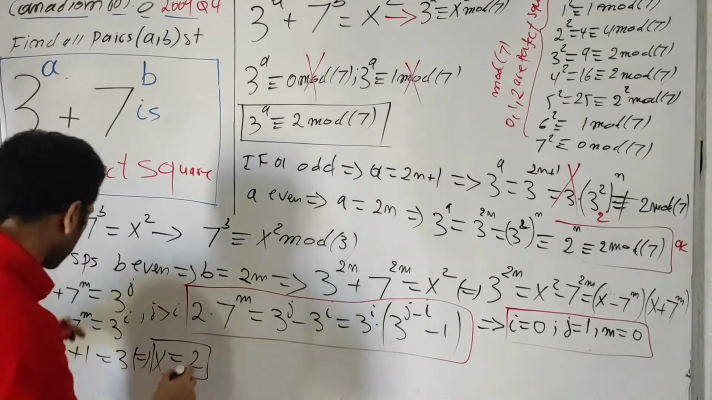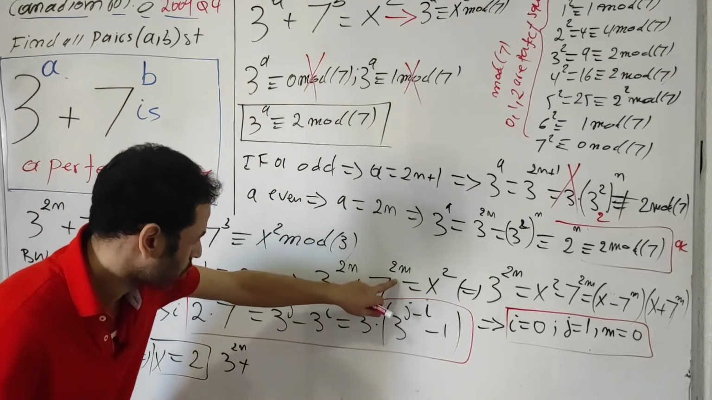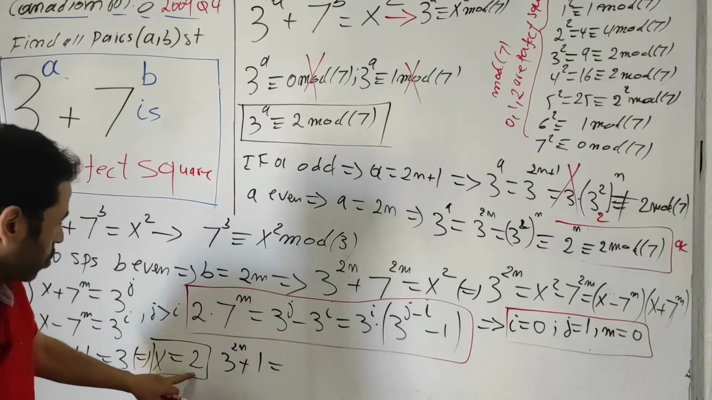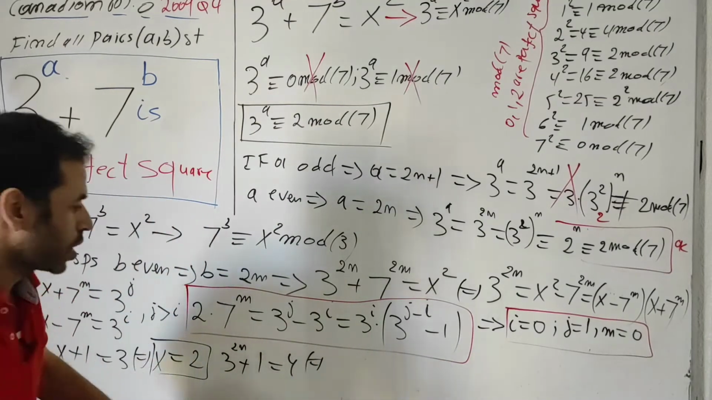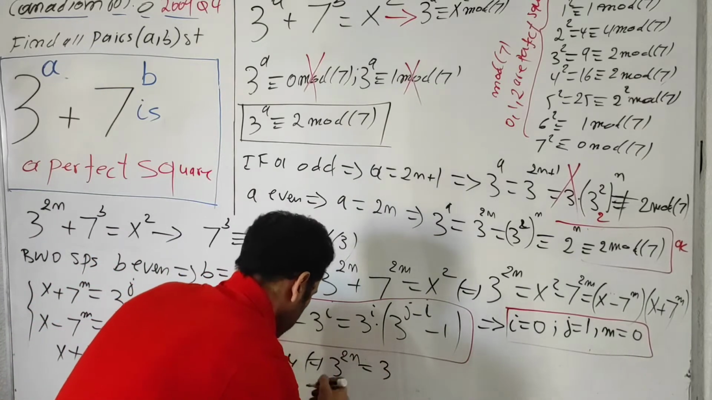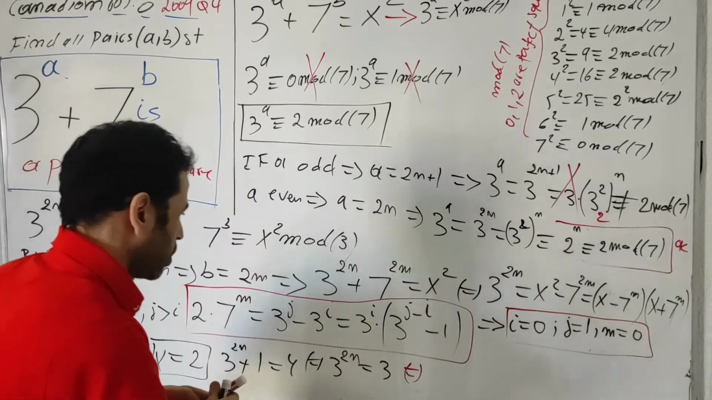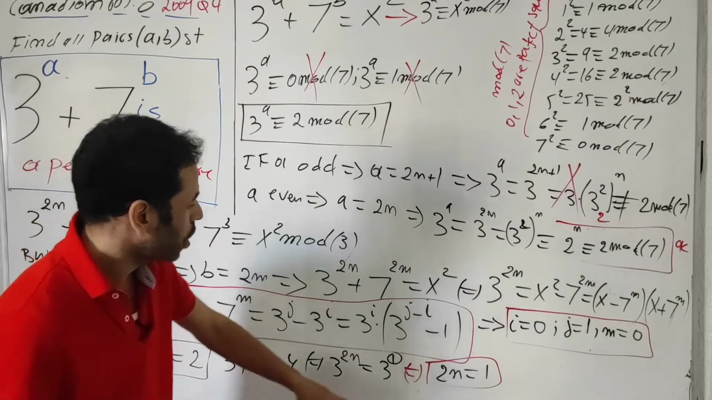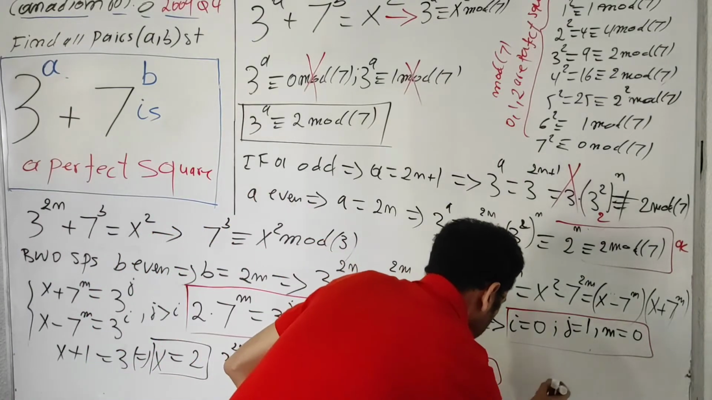Now we have 3 to the 2n, as in the original equation. This m will be replaced with 0, so this term turns into 1, equals x squared, with x equals 2. That means 2 squared, which is 4. By taking 1 to the right, I get 3 to the 2n equals 4 minus 1, which is 3. Now I found the exponent: 2n equals 1. Since n is a positive integer, it is impossible to have 2n equals 1. This is a contradiction.